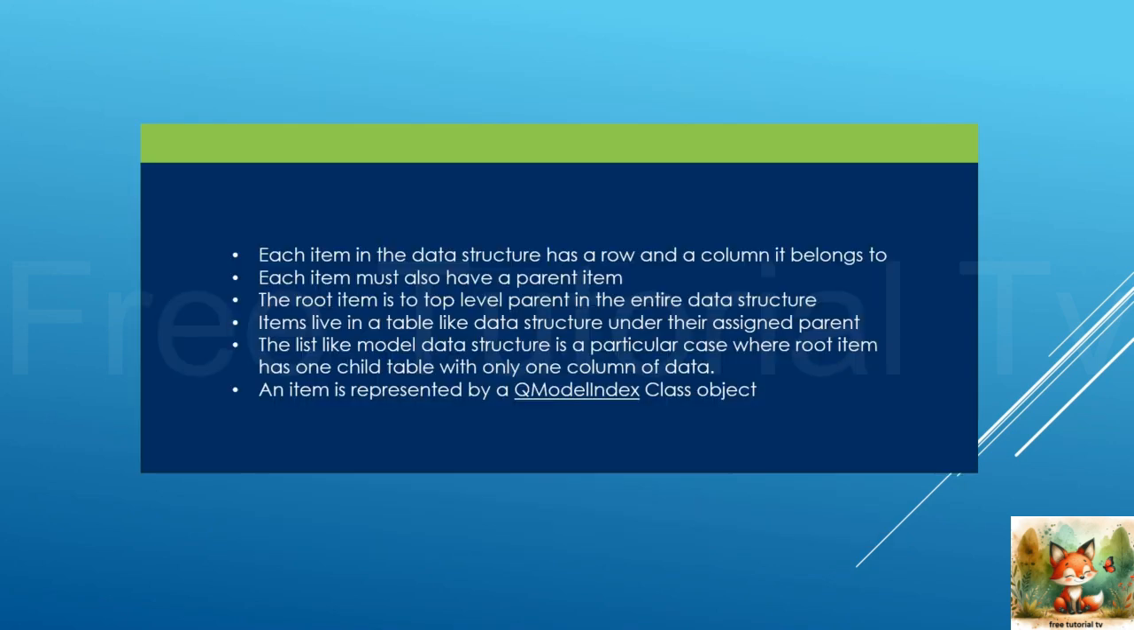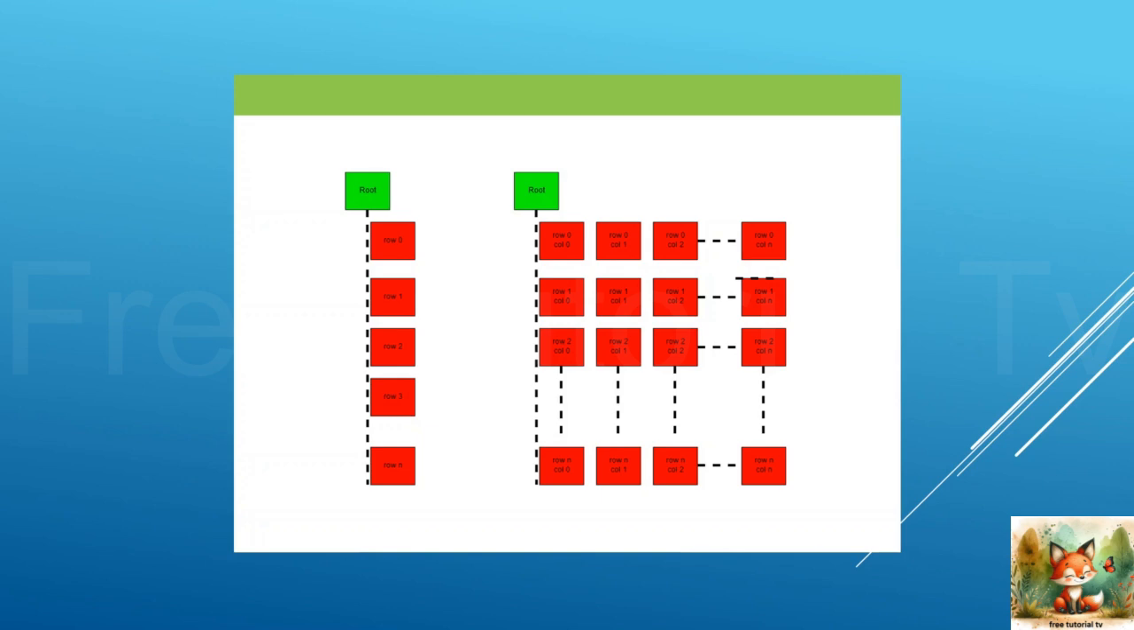So with this in mind, here are a few thoughts you should keep in mind. Each item in the data structure has a row and a column it belongs to. Again, if we go back, we're going to see that each item is going to have a row and a column. For example, this item here is row 0, column 0, and it's going to be living under the root parent. Okay, so this is the idea here. If we go down to this little guy, we're going to see row 2, column 2, and it's going to be living under the root item. This is really how you should think about items in your model.